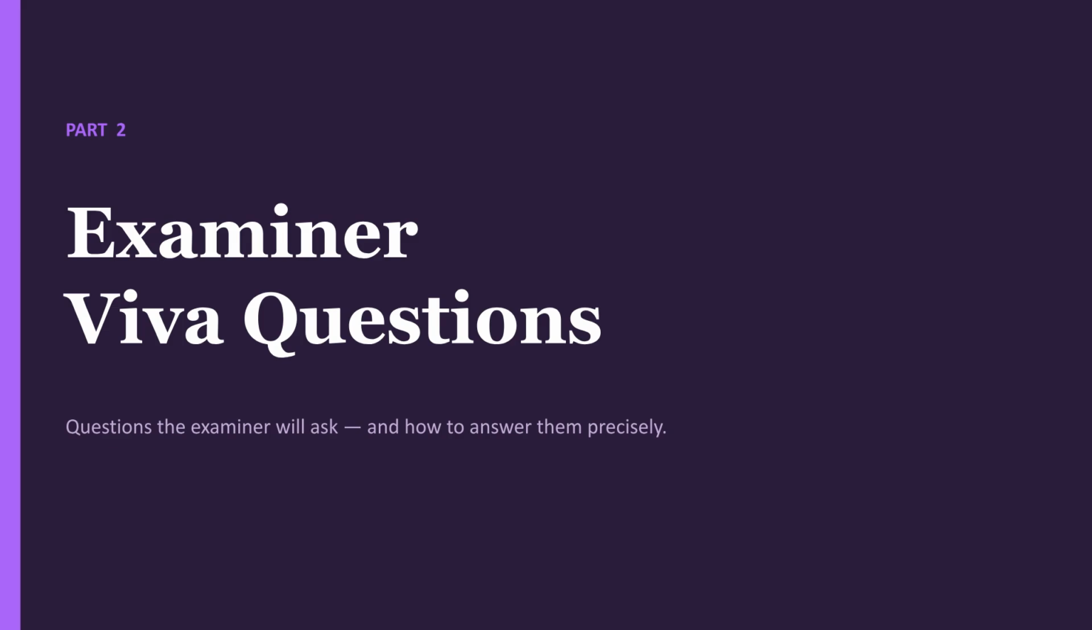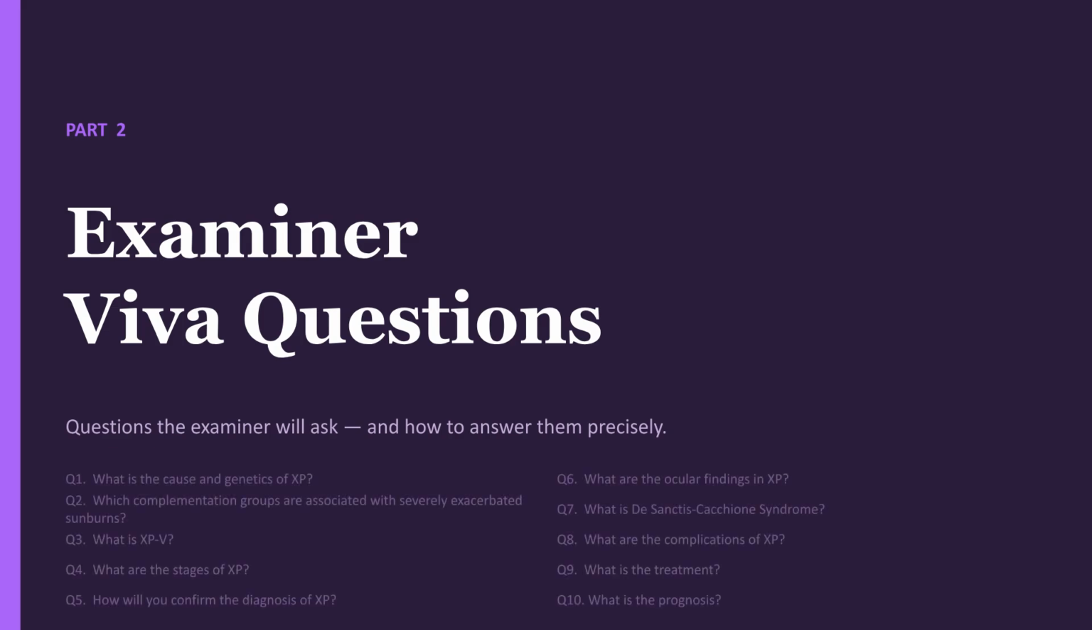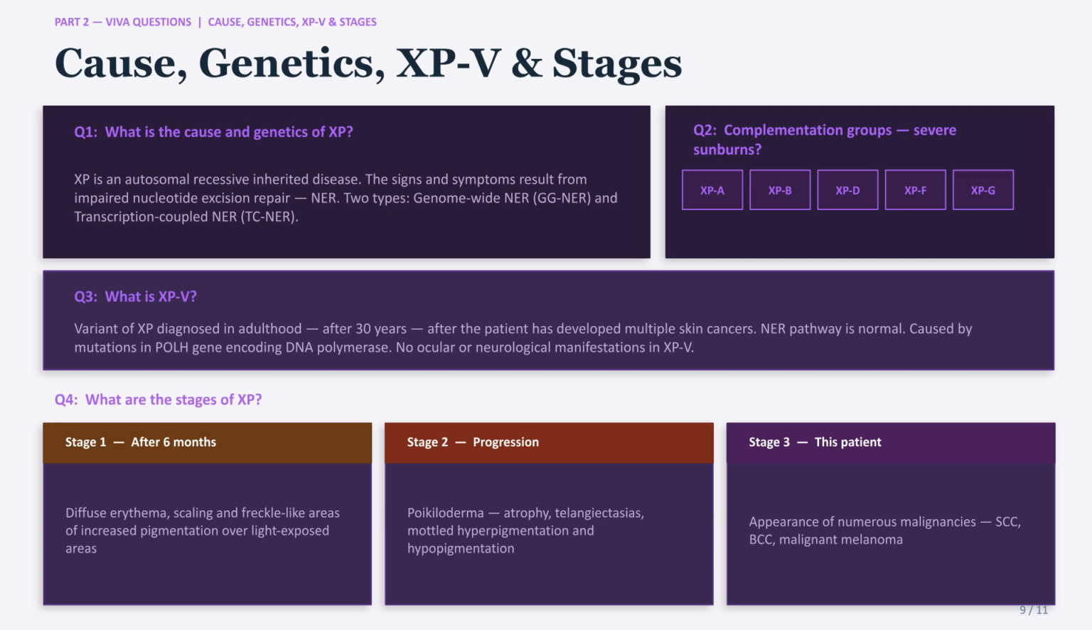Now the examiner will ask you questions. Let me take you through each one precisely, using the exact answers you must give. The examiner asks, "What is the cause and genetics of XP?" XP is an autosomal recessive inherited disease. The signs and symptoms of XP are the result of impaired nucleotide excision repair system. 2 types of NER have been identified: genome-wide NER and transcription-coupled NER.